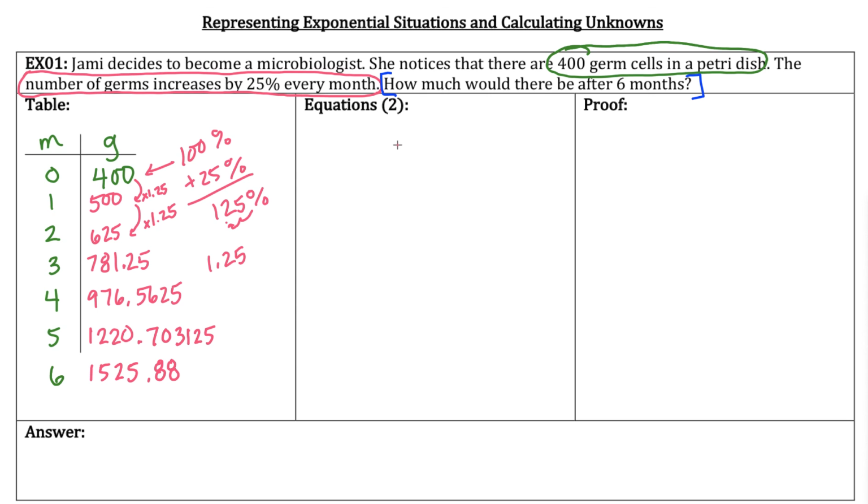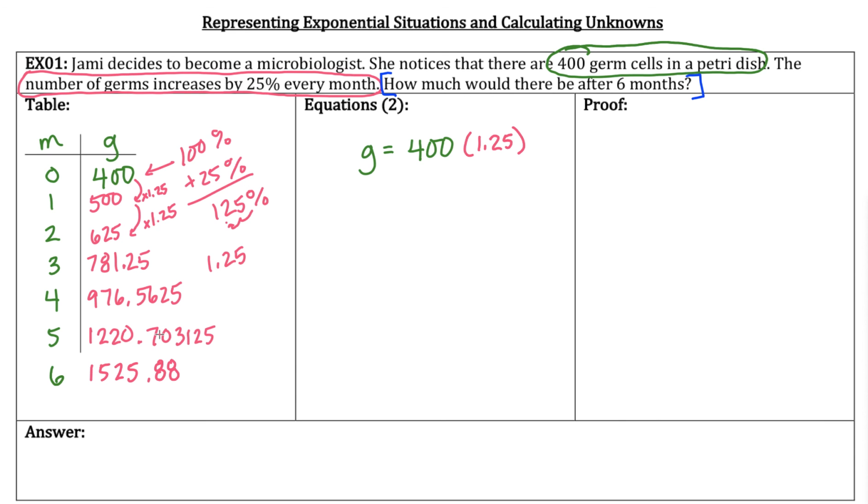All right, so let's write some equations. We care about the germs. So I'm going to say the germs start off at 400, and we kept multiplying by 1.25. I'm going to do that all in red. We multiplied by 1.25 one time, then two times, three times, and four times.